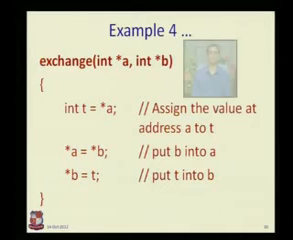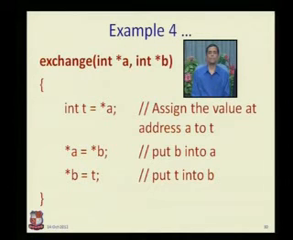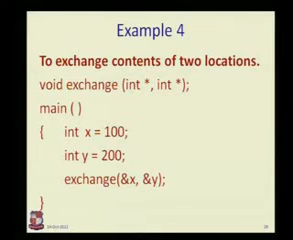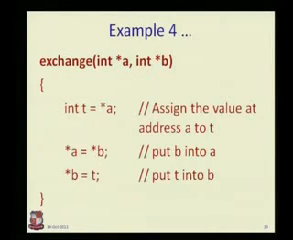So what does this do? This gives the value at a. What is the value of a? I have passed the first value as &x, meaning address of x, address of 100. So the first variable is the address of 100. So I put a star, and star and address cancel out. So *a becomes 100. So int t becomes 100.